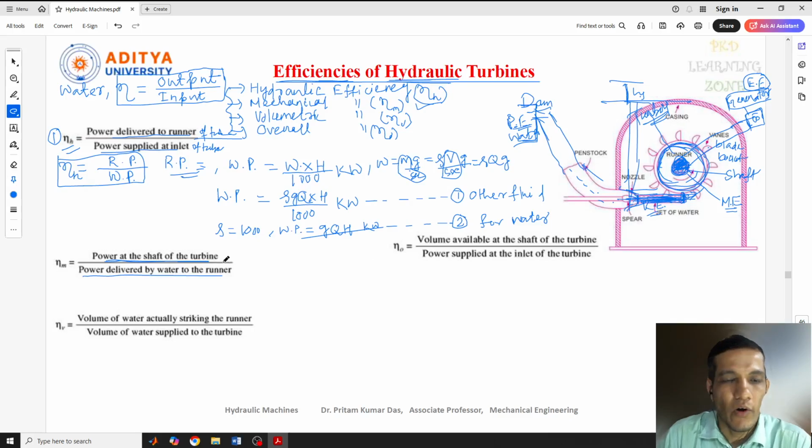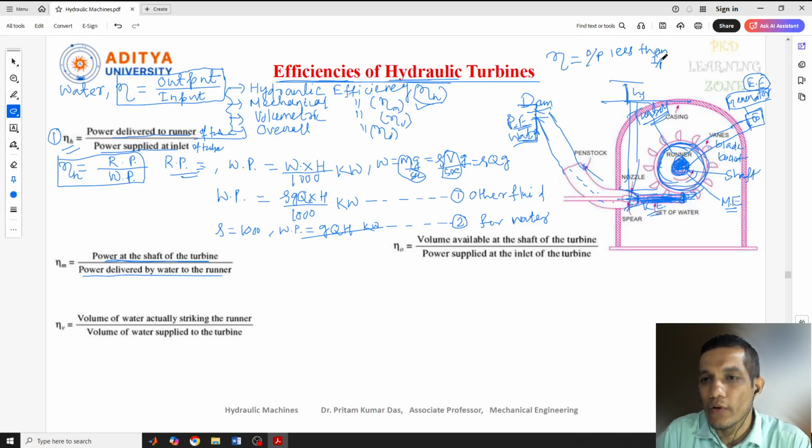So you can say it is the ratio of power at the shaft of the turbine divided by power delivered by water to the runner. Always keep in mind, as I told you, efficiency equals output by input. To calculate the efficiency, your output will always be less than input. Input we may give 100%, but the same 100% we won't get as output. A slightly lower value will be there, so our efficiency is always less than 100%. We can get 100% only on a very rare chance.